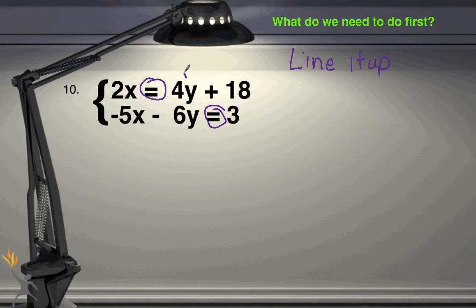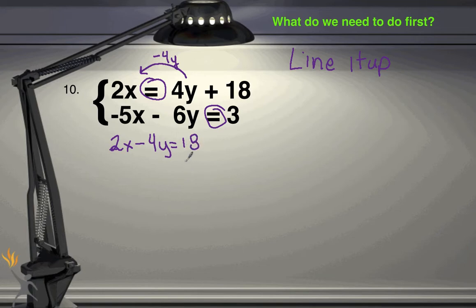I want to move y to this side of the equal sign. And to do that, I've got to subtract 4y from both sides. Gives me a new equation of positive 2x minus 4y equals 18.